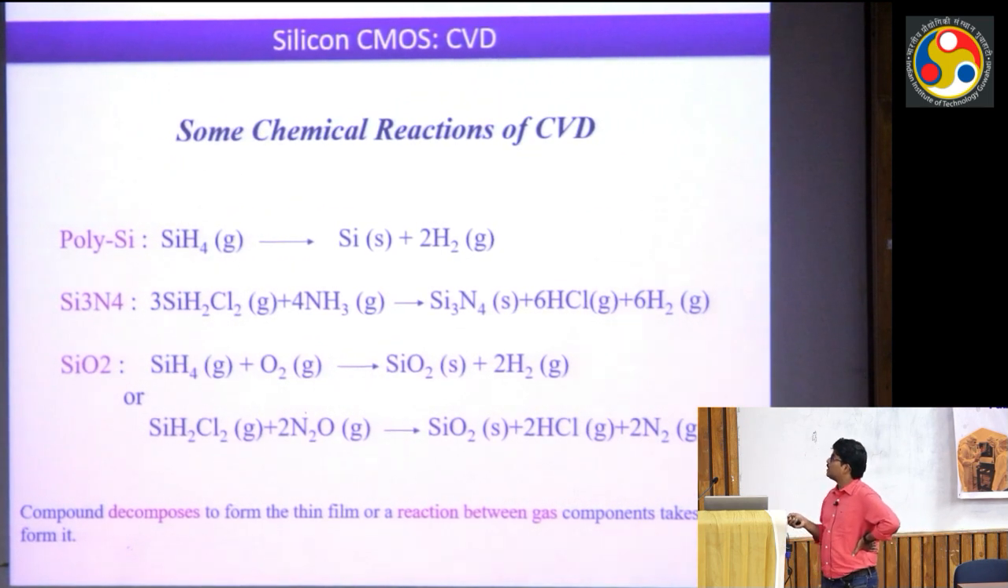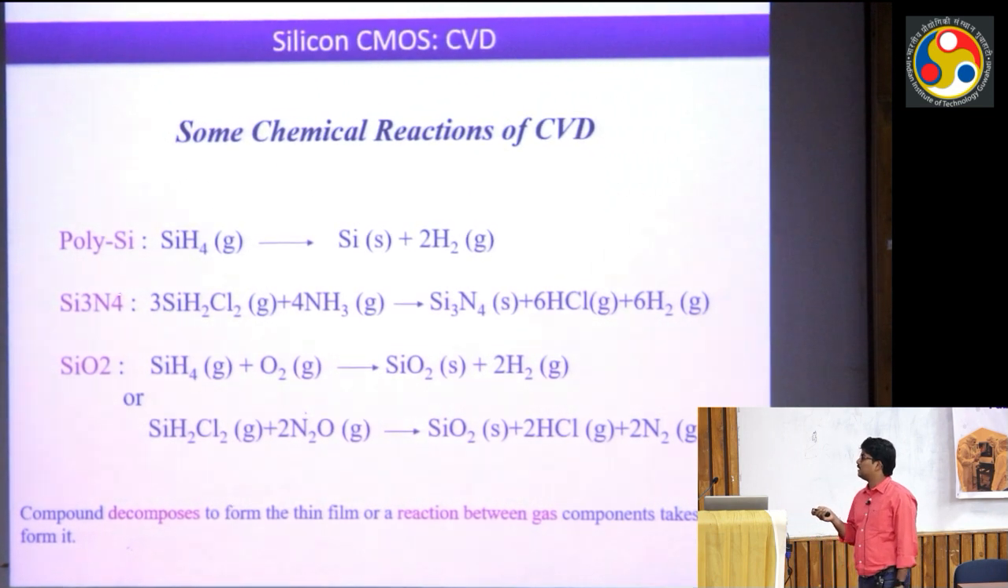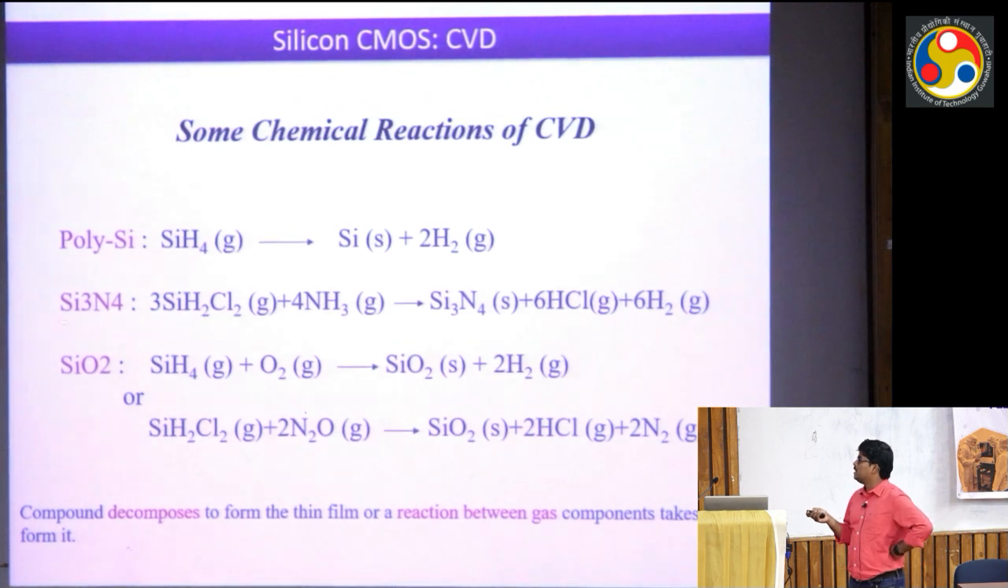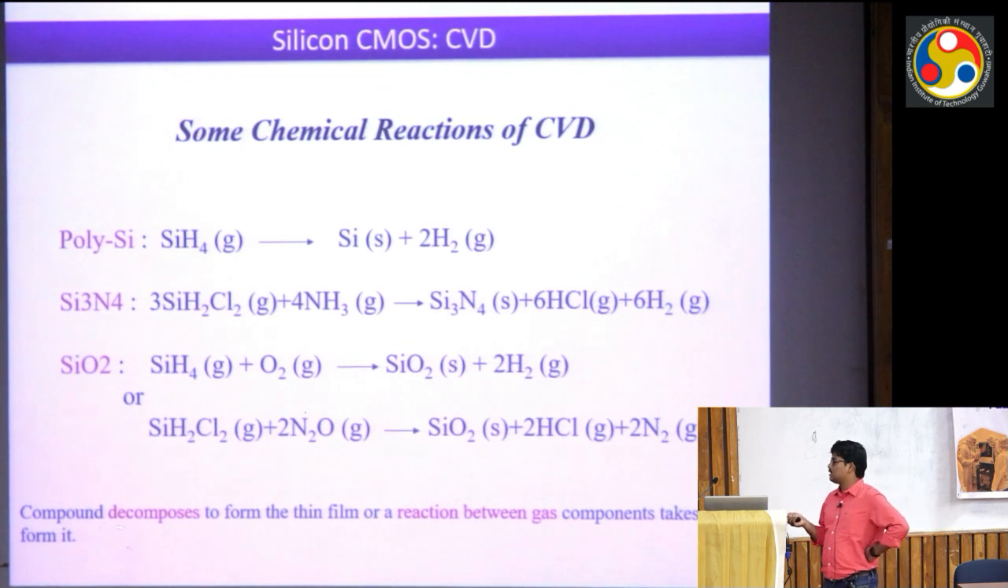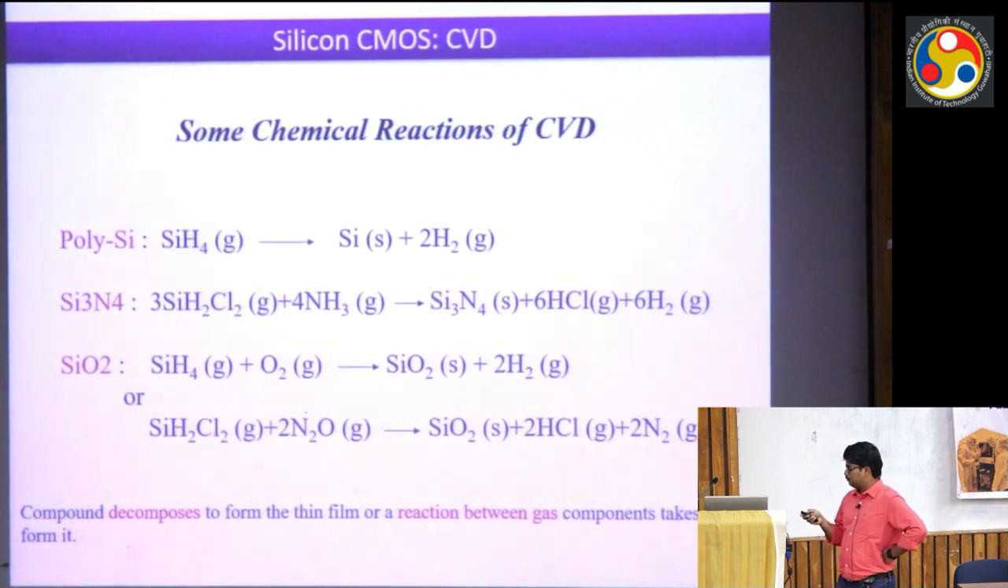Now the typical chemical reactions which are happening, as I mentioned, in the case of silicon technology: we are using CVD to develop polysilicon as, let's say, a gate material, as well as silicon nitride as a typical insulator. So this is the typical reaction we are having when depositing silicon or polysilicon, as well as silicon nitride and silicon dioxide. Once again, some compound decomposes to form a thin film, or there is some reaction happening and we are getting some deposition.